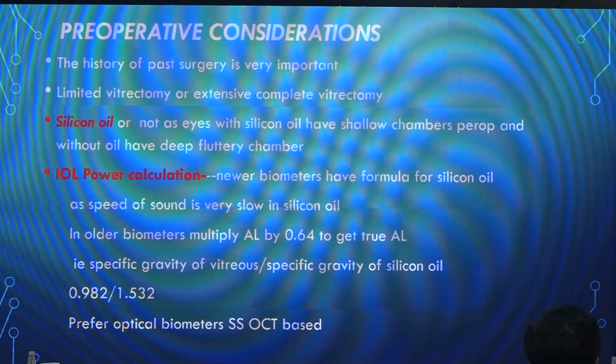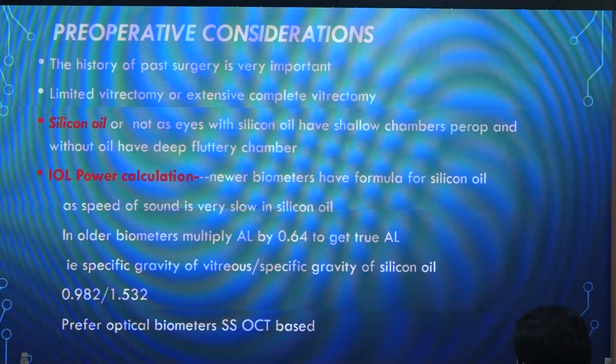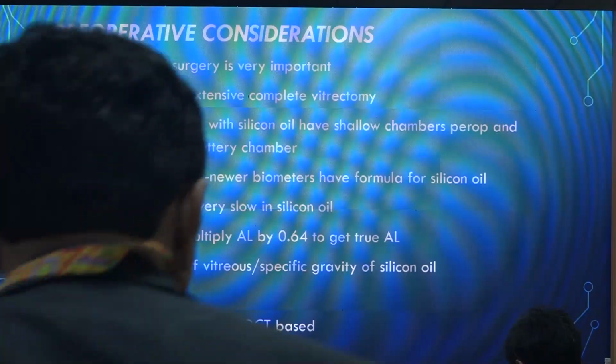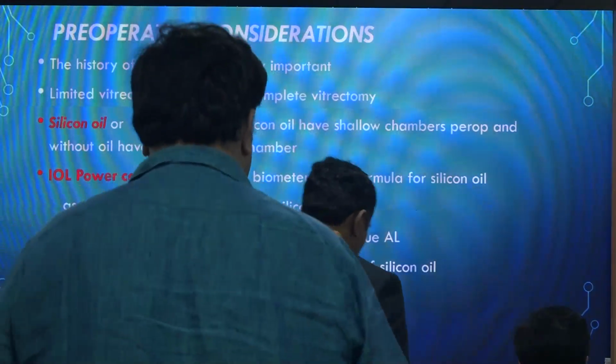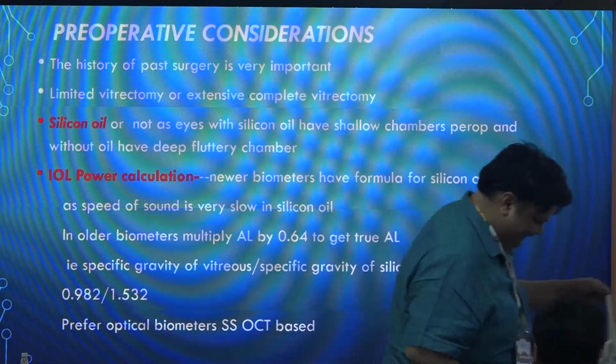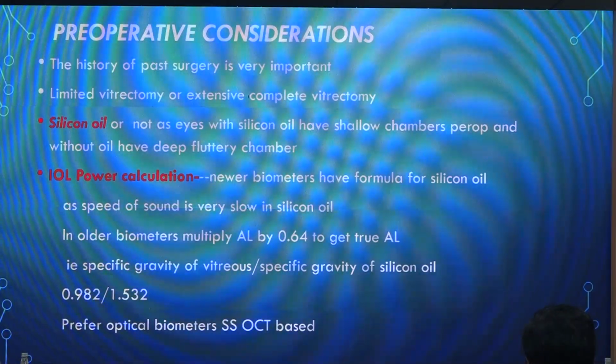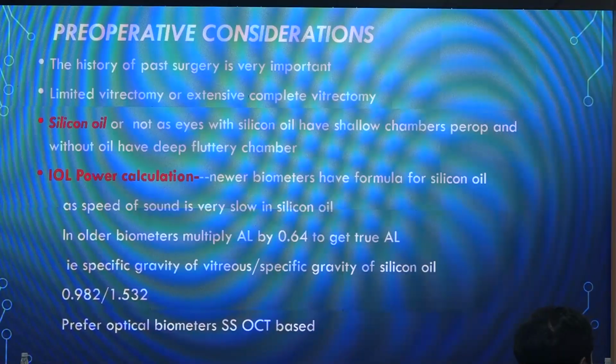Coming to IOL power calculation, though we know that the newer biometers have formulas for silicone oil, we have to understand that the speed of sound is very slow in silicone oil. In older biometers, we have to multiply the axial length by 0.64 to get the true axial length, because the specific gravity of vitreous versus silicone oil is 0.982 by 1.532. And we have to prefer optical biometers, especially swept source OCT based, if we have access to that.